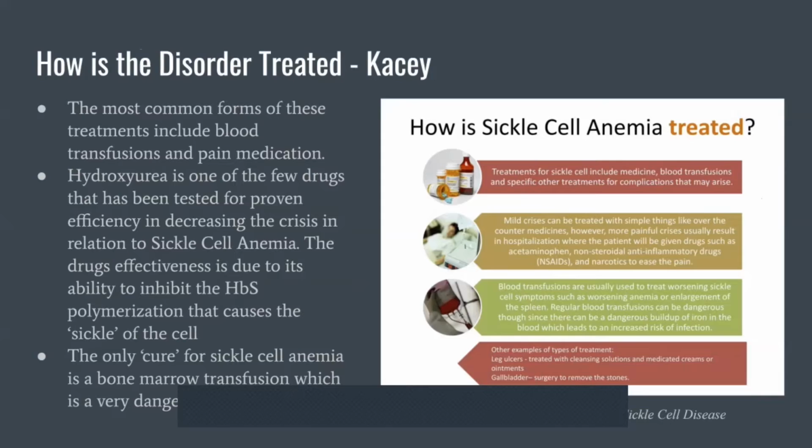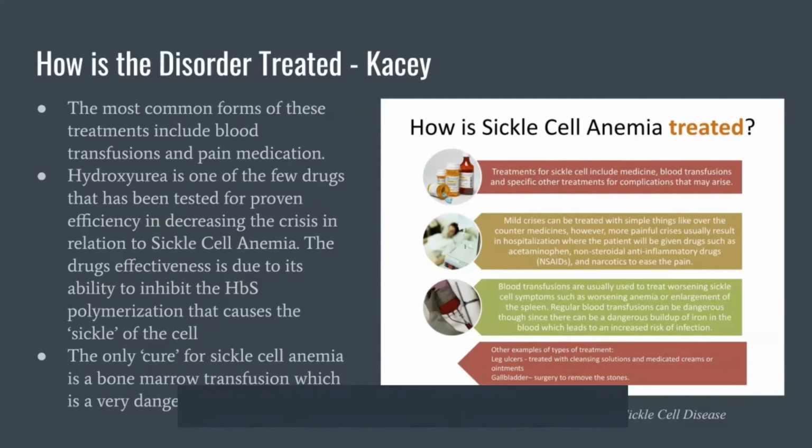Now, currently, there really is no standard form of treatment for sickle cell. Most of the treatments are really only used for pain management and symptom management. The most common forms of these treatments include blood transfusions and pain medications to, like I said, minimize pain and minimize symptoms. Although hydroxyurea is one of the few drugs that has been tested and proven effective in decreasing the crisis in relation to sickle cell anemia, the drug's effectiveness is due to its ability to inhibit the HBS polymerization that causes the sickling of the cell.